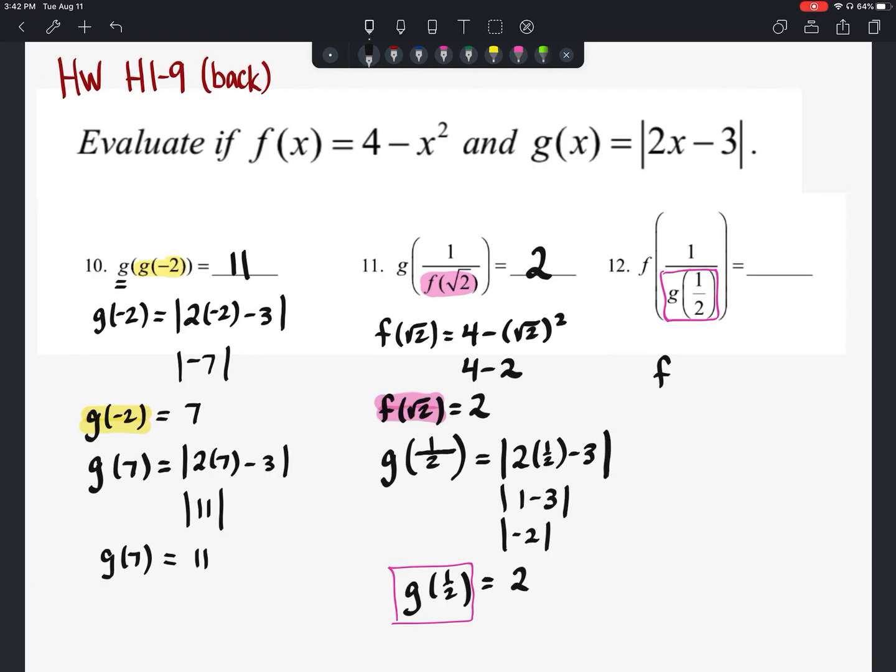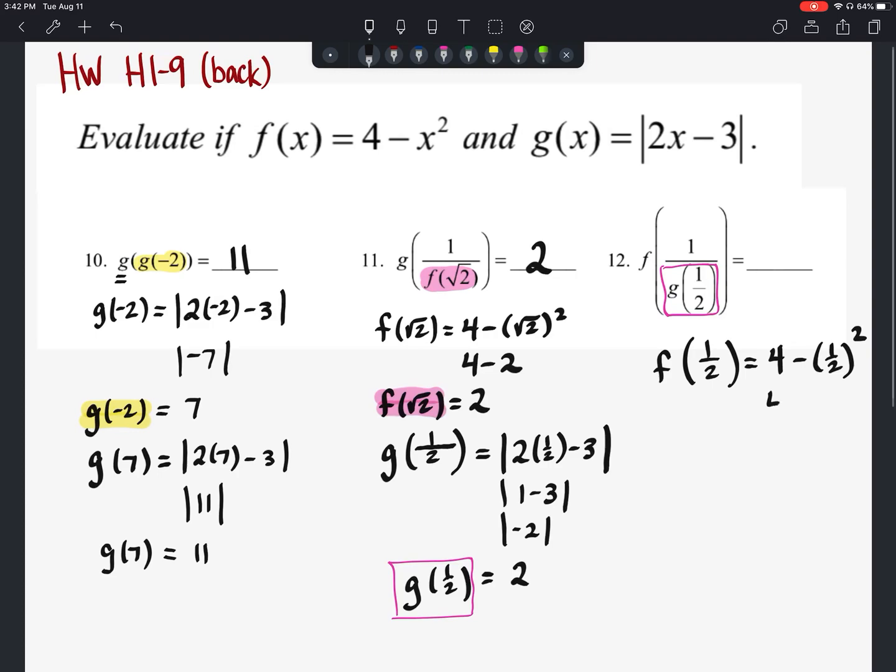We're going to say f of, instead of g of 1/2, we know that's 2, so we'll say f of 1 over 2, which means we're just plugging in 1/2 into function f. So 4 minus all 1/2 squared. 1/2 squared is 1/4. We're looking at 4 minus 1/4. And if you think about it in terms of money, that's like $4 minus a quarter, which would be $3.75, or you could write 3 3/4 if you wanted to. Either one is fine.